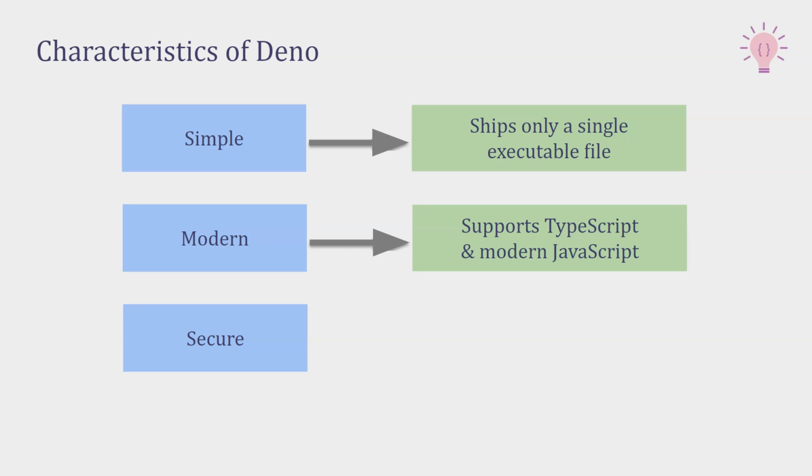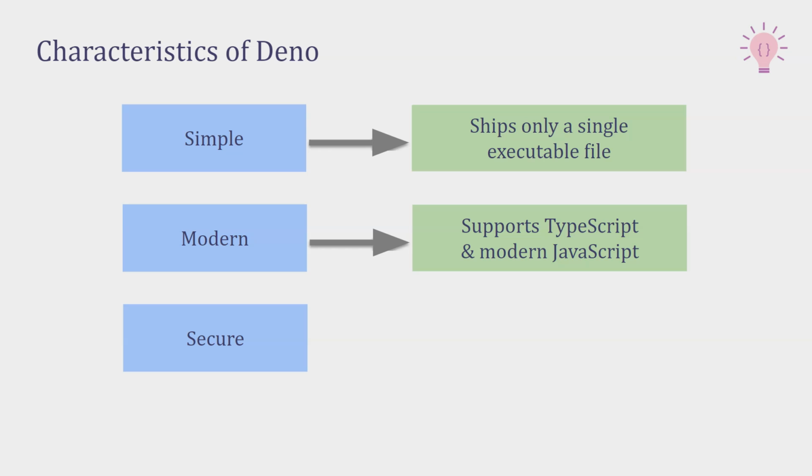With TypeScript, you do not need a separate TypeScript compiler or additional dependencies. Instead, you can write your code in TypeScript and run it right away. Deno also supports modern JavaScript out of the box with features like promises, async await, ES modules, and more.